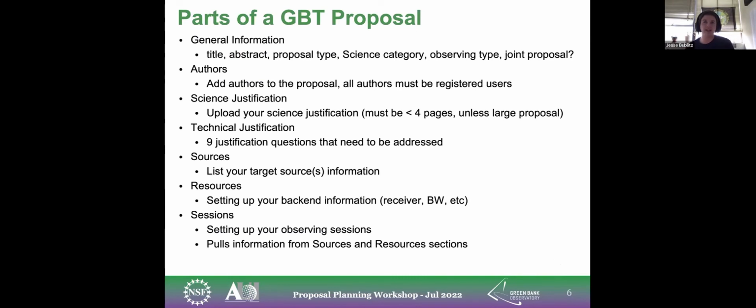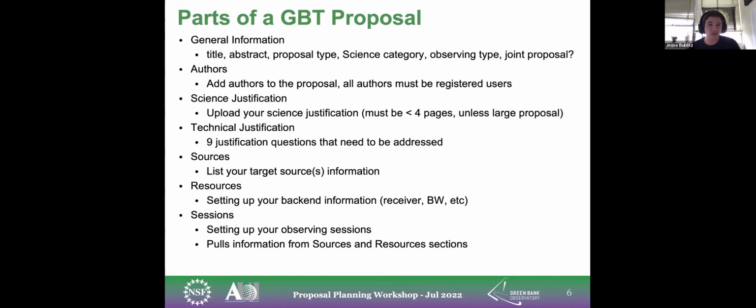But generally speaking, these are the components that you need to have in a proposal. On the main page, you need a title and an abstract. You need information about the type of proposal and the science that you're going to be carrying out with it. And information like if it's a joint proposal, whether or not it's related to a previous submission of a proposal. Then you need to add all author information. These all need to be NRAO registered users in order for you to find their name and add them to the proposal.